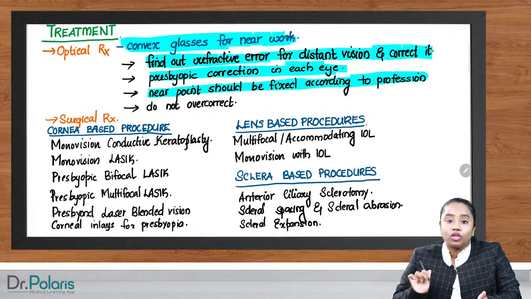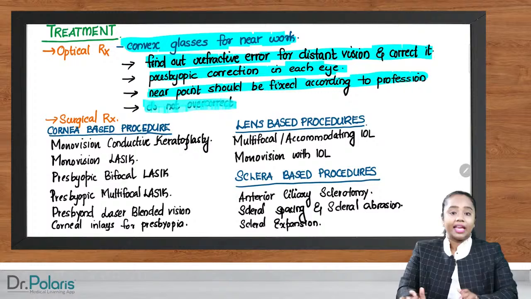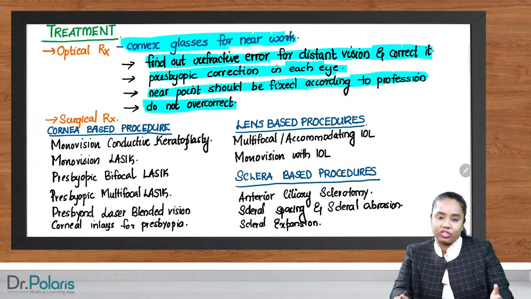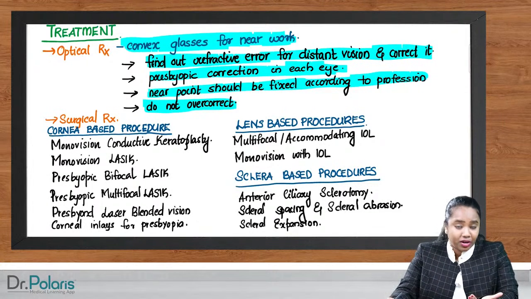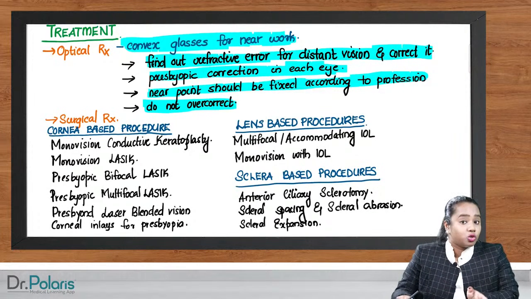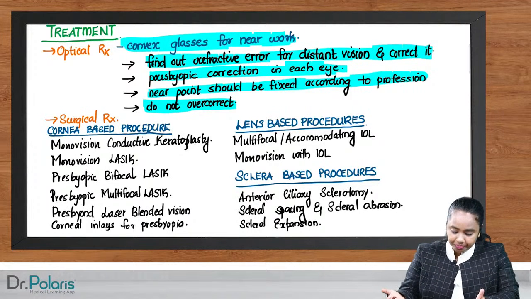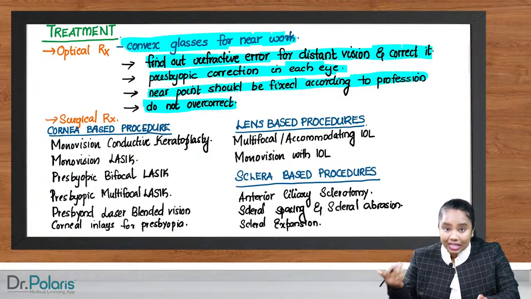Another thing is, do not overcorrect. Overcorrection should be avoided. So, basically convex glasses is the main thing that you can give for optical treatment for the near vision. But always make sure that the distant vision is normal. If there are any refractive errors with the distant vision, that correction should also be done. Presbyopic correction should be done for each eye, and this should be done based on the profession of the patient, as well as overcorrection should be avoided. So, that is about the optical treatment.